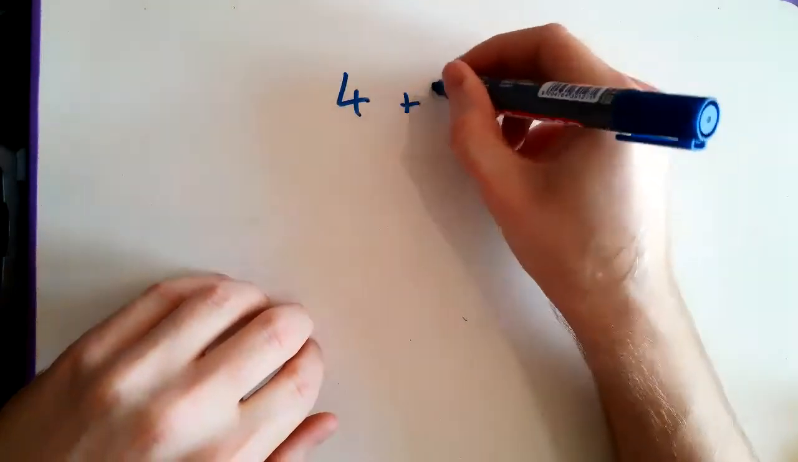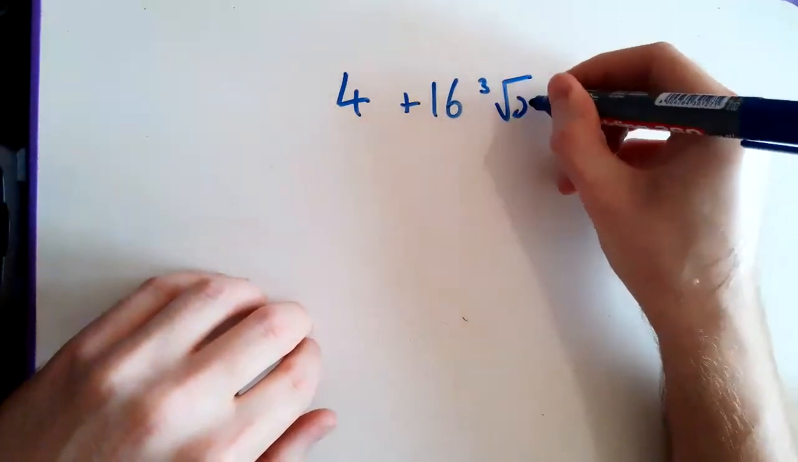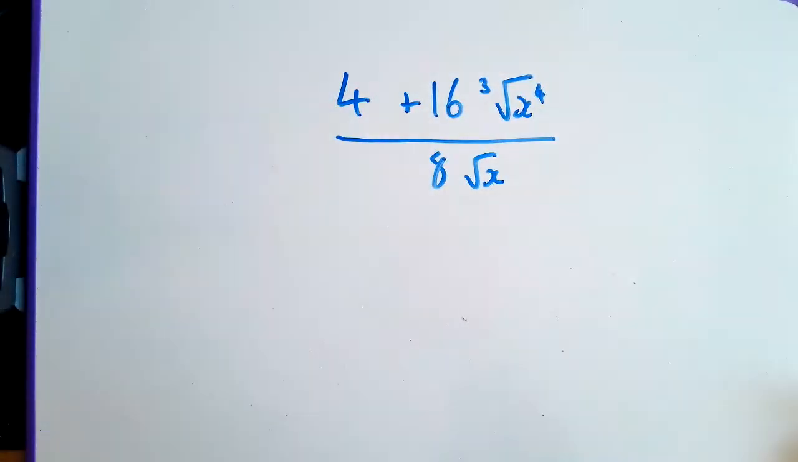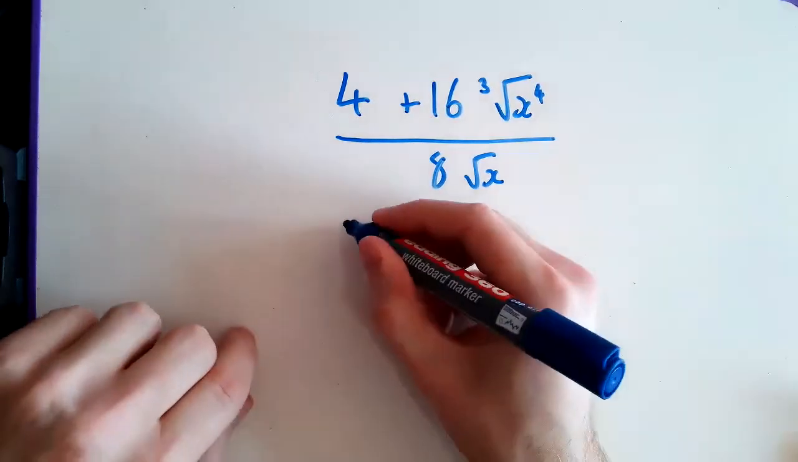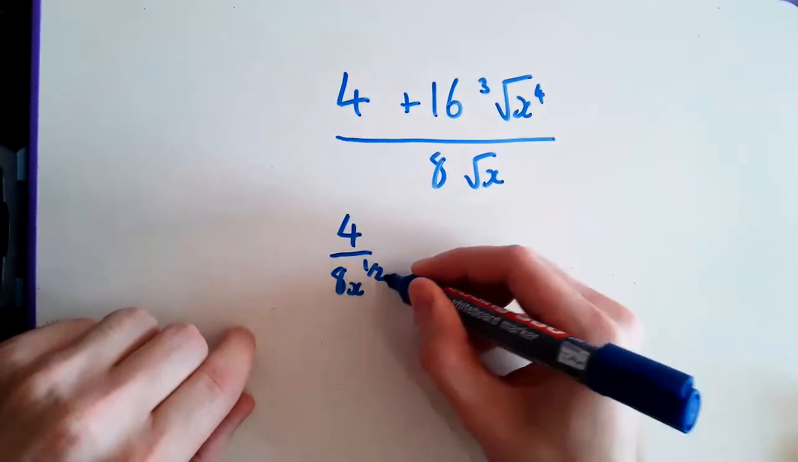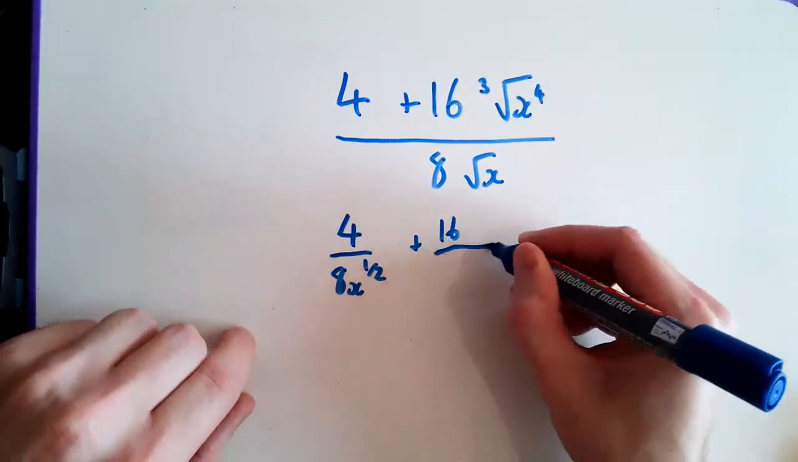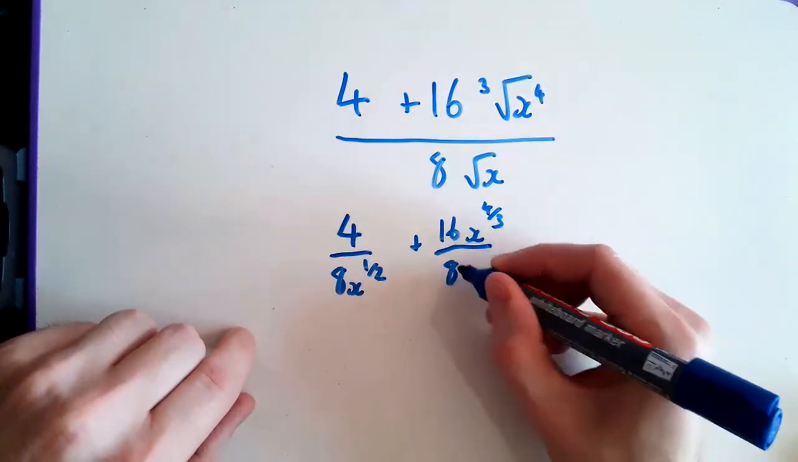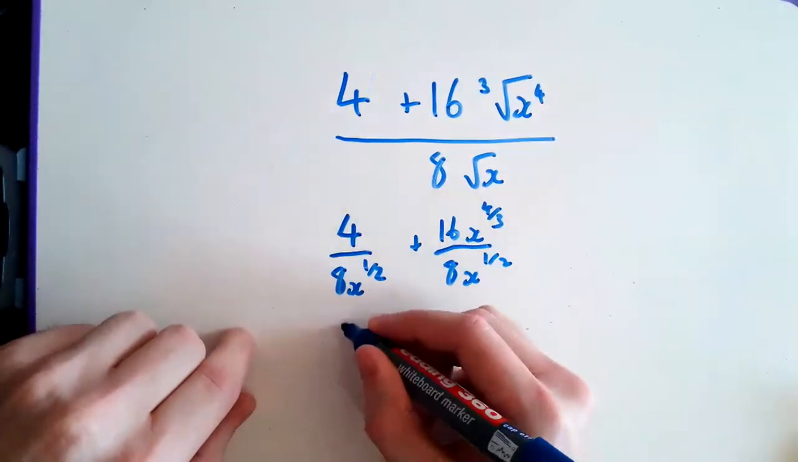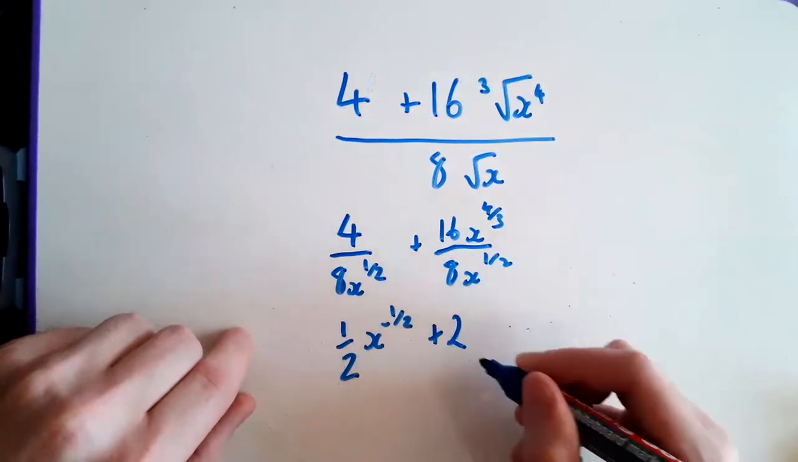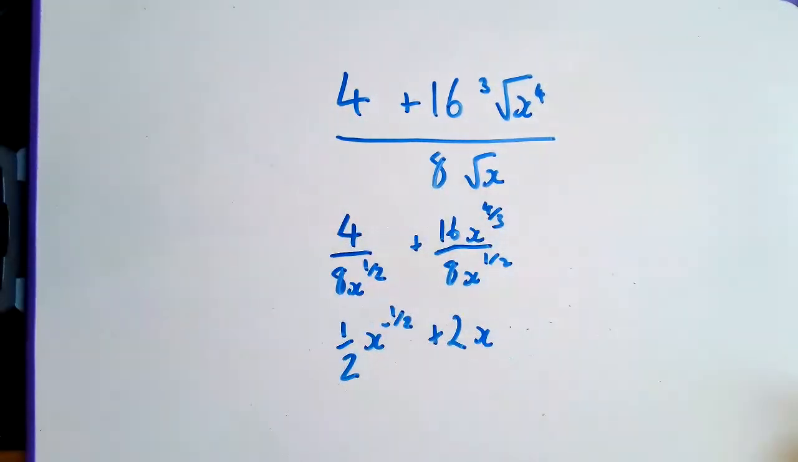Okay, so first one: (4 plus 16 cube root x to the power 4) over 8 root x. So rewrite it all, and I'm going to split it up. So 4 over 8x to the half plus 16 x to the power 4 over 3 over 8x to the half. 4 over 8 gives me a half, x to the minus a half. 16 over 8 gives me 2, x, take away the powers.